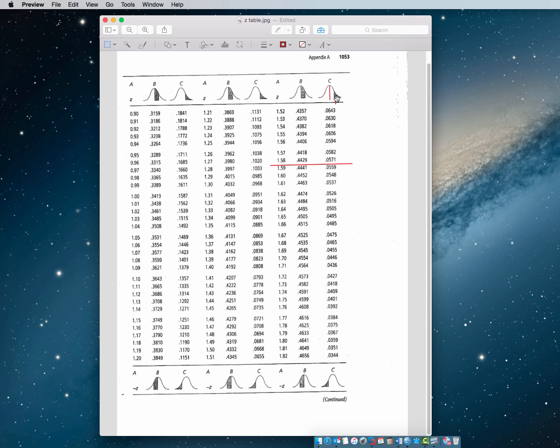Now, this shaded portion represents this number here, 0.0571. These are proportions, or they're percentages. So if we multiply this by 100, we can say that this shaded portion represents 5.7% of the scores in that distribution. The other thing we can say is that 5.7% of the scores in the distribution are above a z-score of 1.58 or a raw score of 74.